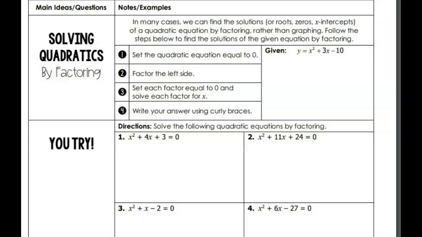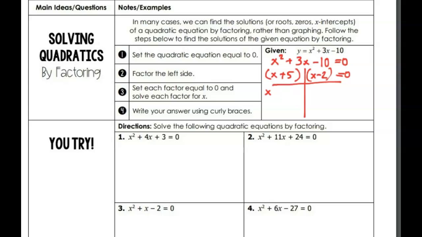So to solve quadratics by factoring, the first thing we want to do is take any equation, and if it's not set equal to 0, go ahead and set it equal to 0. And so for the first example, we're just going to say that we're going to set this quadratic equation equal to 0, and then we're going to go ahead and factor the quadratic part in standard form. And so we're going to look for the factors. In this case, the factors are going to be x plus 5 and x minus 2.